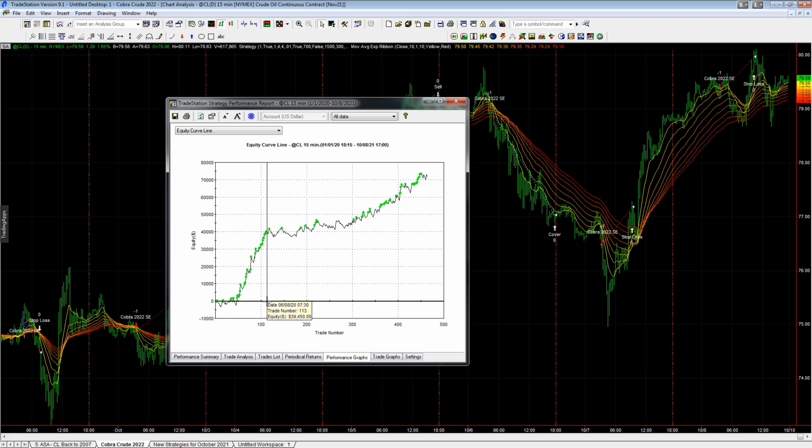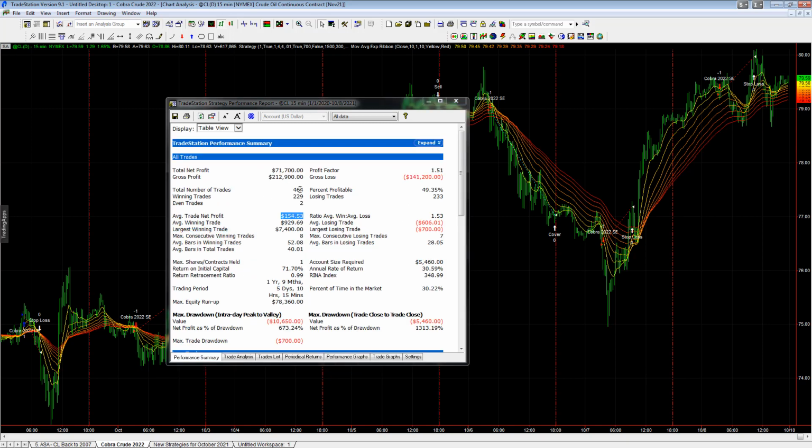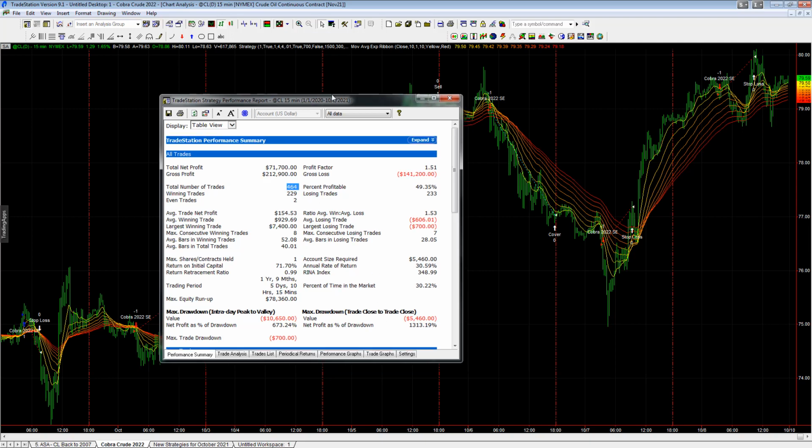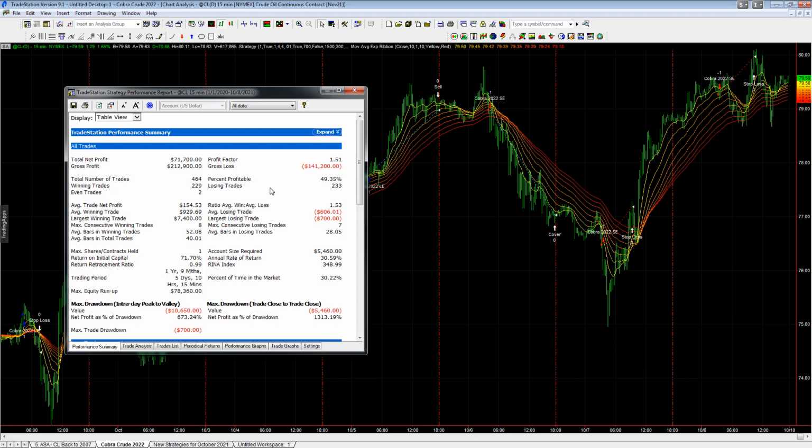But since this time frame, you can see it's kind of stabilized a little more. It's not as steep, but it's consistently higher, and it generates a lot of trades. 464 trades since the beginning of July. And I want to show you my existing Cobra Crude strategies because they're good, but they just don't trade as much. And I think there's more opportunity in crude oil than what we see.